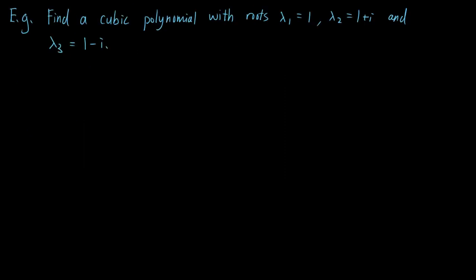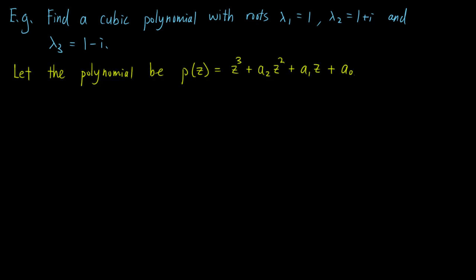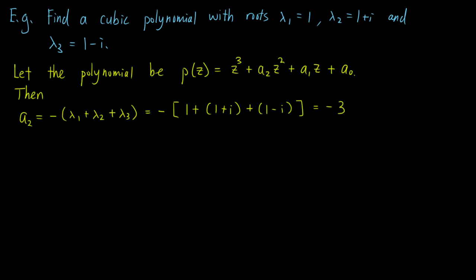As an example, let's try to find a cubic polynomial with roots lambda 1 equals 1, lambda 2 equals 1 plus i, and lambda 3 equals 1 minus i. We let the polynomial be p of z equals z cubed plus a2 z squared plus a1 z plus a0. Then a2 equals the negative of lambda 1 plus lambda 2 plus lambda 3, which equals the negative of 1 plus 1 plus i plus 1 minus i, which equals negative 3.